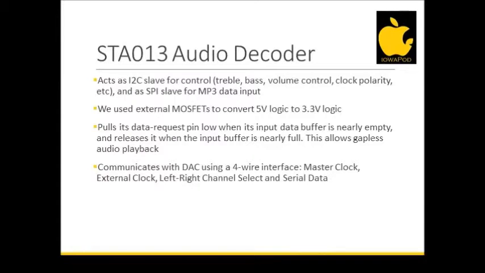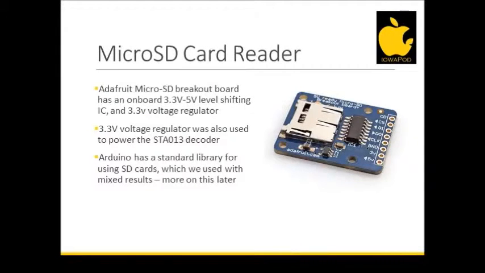The next part of the hardware was the microSD card reader. It's a simple breakout board sold by Adafruit. Since SD cards are 3.3 volt, it has an onboard bidirectional 3.3 to 5 volt level shifter, as well as a 5 volt to 3.3 volt linear regulator. This was very convenient because it allowed us to power the STA013 decoder chip off of the same power supply. Arduino also had a seemingly awesome library for using SD cards, but it didn't really work.